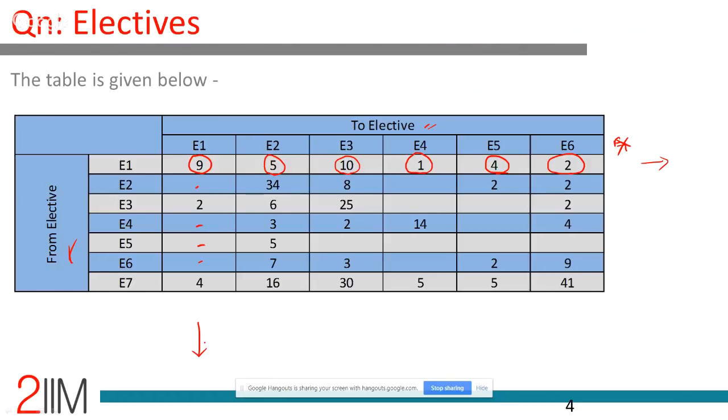And so all of these numbers, 9, 34, 25, 14, 9, these are all numbers retained. These many people stayed with that. So 9 people had E6, they continued to have E6. They did not shift out of their elective. Totally, there are 300 students. That's a very interesting data point.